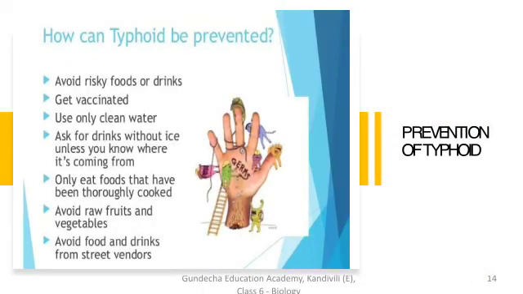How can typhoid be prevented? Human waste and excreta should be deposited in a covered place. Avoid eating or drinking food from street vendors. Avoid raw fruits and vegetables. Eat foods which are thoroughly cooked. Use clean water. Get vaccinated.